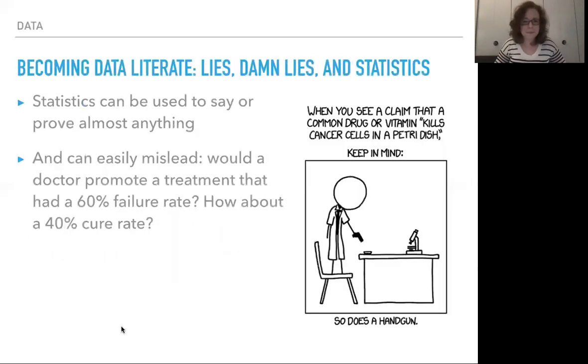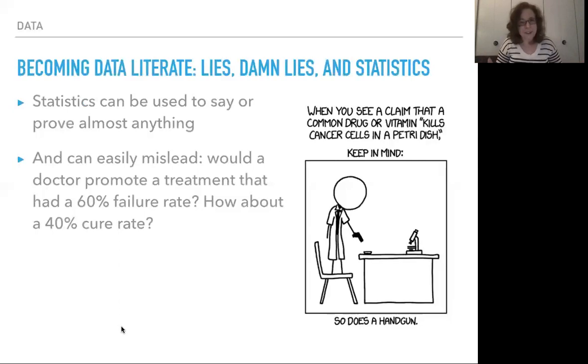So finally, statistics can be presented to tell us pretty much anything. I think this quote is wrong. I think it's "lies, damned lies, and statistics," but you get my point. Statistics can be used to prove or say almost anything. You can state a statistic, and if you state it with enough confidence, it can seem like a much bigger deal than it is. It can also be really misleading, especially if it's framed in certain ways.